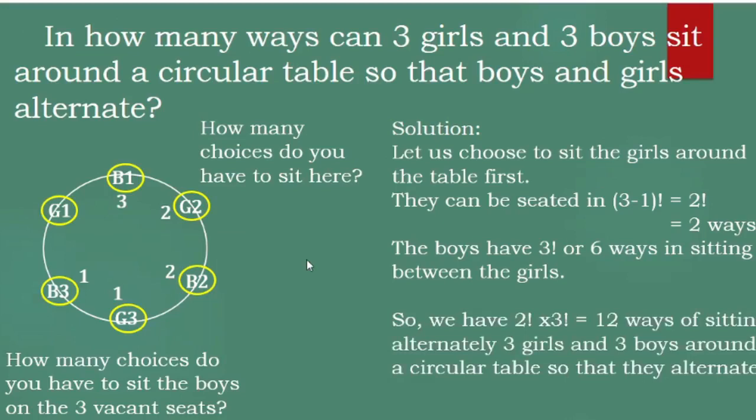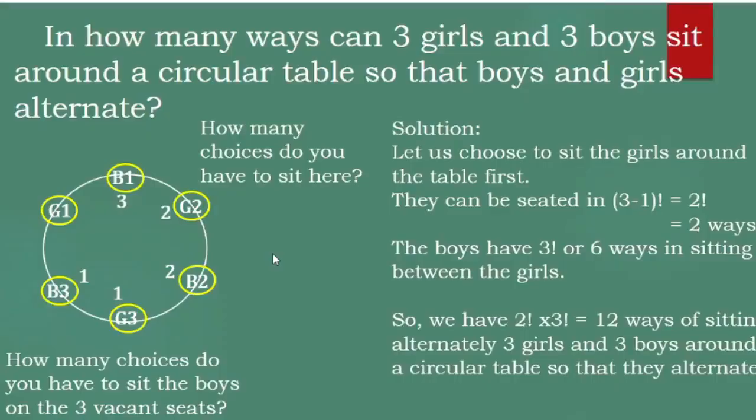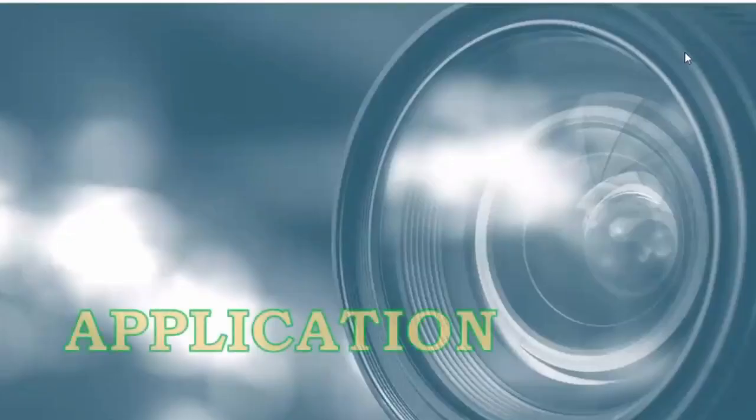So our final answer here is 12 ways of sitting 3 girls and 3 boys alternately around a circular table, boys and girls or girls and boys. Okay, so let us try this application, class.